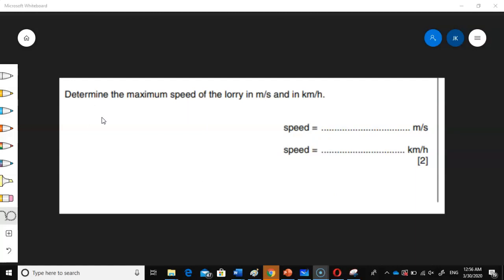Determine the maximum speed of the lorry in meters per second and in kilometers per hour. Maximum speed here is 25 meters per second. Convert this value into kilometers per hour. So in short you can memorize by heart this 18/5.